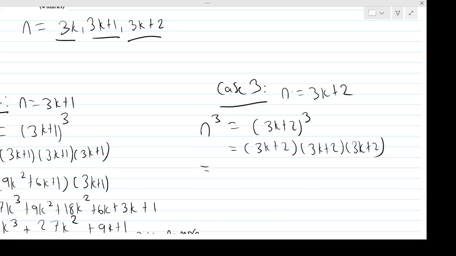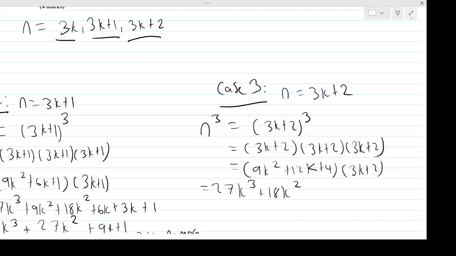If we expand that out then, well, firstly the first 2 brackets would be 9k squared, and then 3k times 2 is 6k, another 6k would be 12k, and then 2 times 2 is 4. Times 3k plus 2. Then if we expand that out, well, 9k squared times 3k is 27k cubed. 9k squared times 2 is 18k squared. Then 12k times 3k is 36k squared. And then 12k times 2 is 24k. And then 4 times 3k is 12k. And then 4 times 2 is 8.